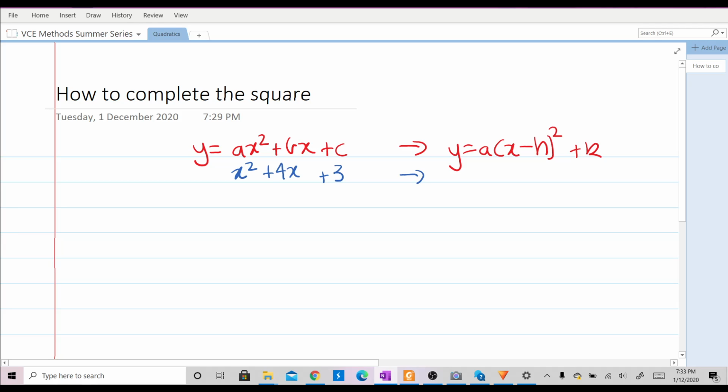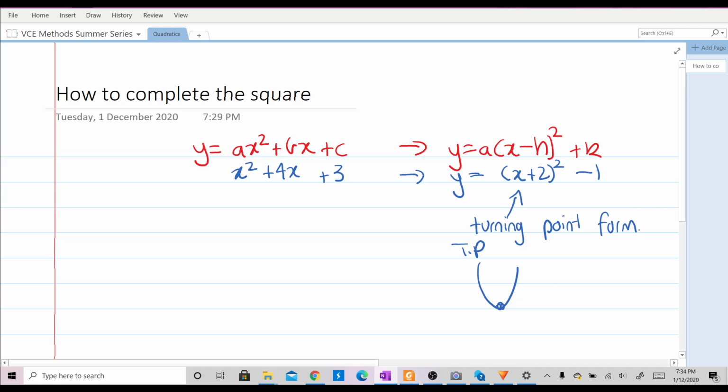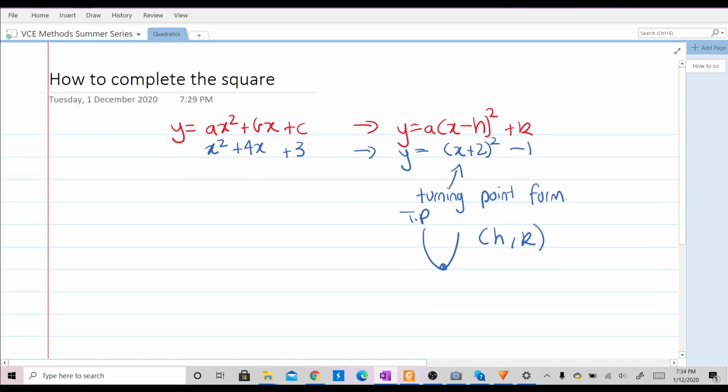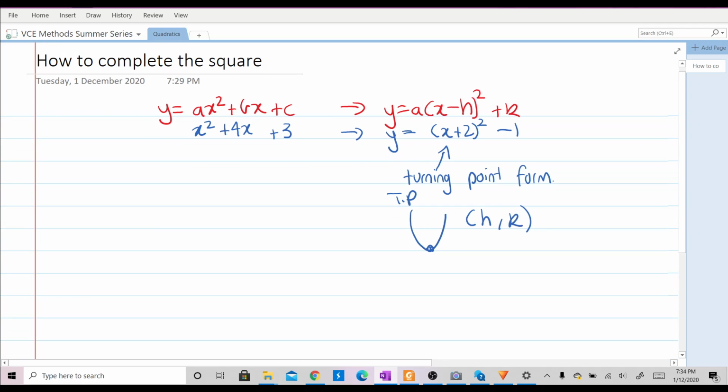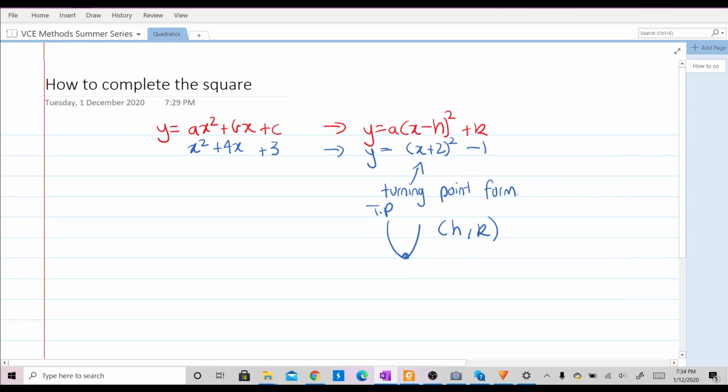And if we complete the square on this, we actually get (x plus 2) squared minus 1. This is useful because the completed square form is also known as turning point form. And as the name suggests, this gives us the turning point of a parabola, which is (h, k). So that's the purpose of learning how to complete the square, and it's critical for a lot of tasks that you're going to complete in Methods 1, 2, or 3, 4.